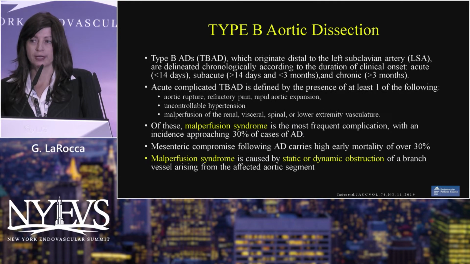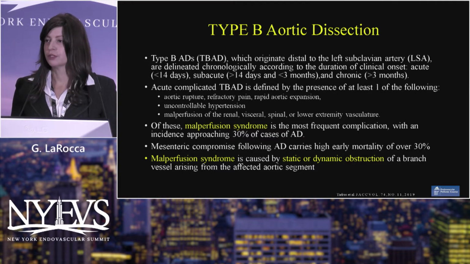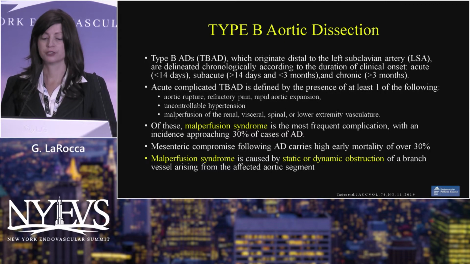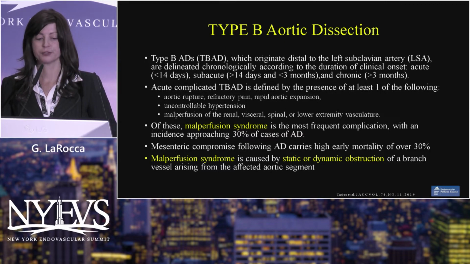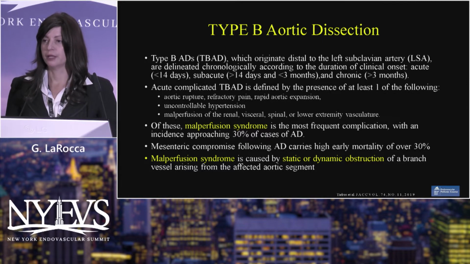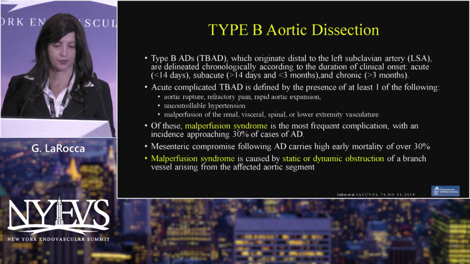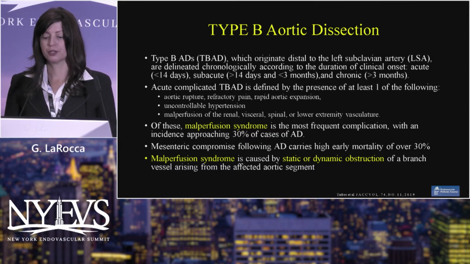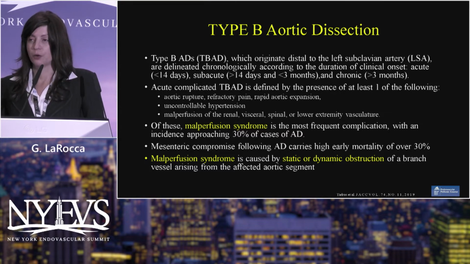If we look solely at type B aortic dissection, type A is a whole different category. It usually originates just distal to the left subclavian artery, and it's usually delineated chronologically based on the clinical onset. So we have acute, subacute, and chronic, greater than 3 months. The acute complicated type B aortic dissection is defined by the presence of at least one of the following: aortic rupture, refractory pain, rapid aortic expansion, or uncontrolled hypertension.